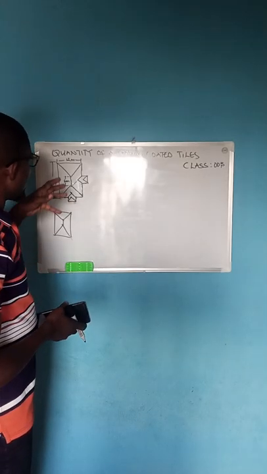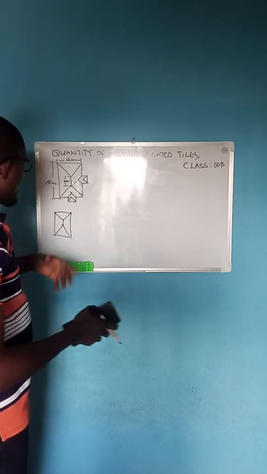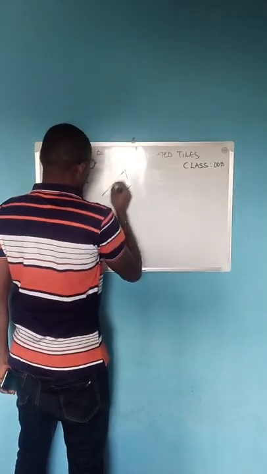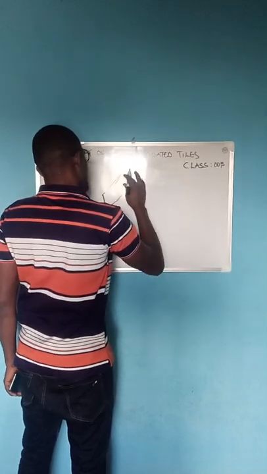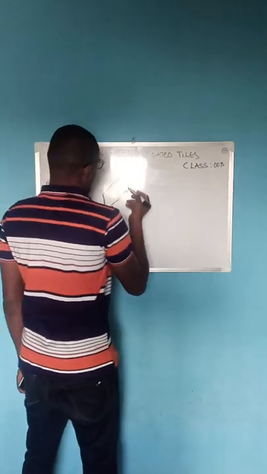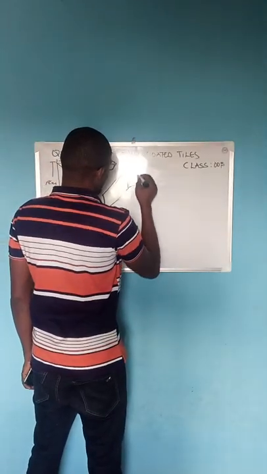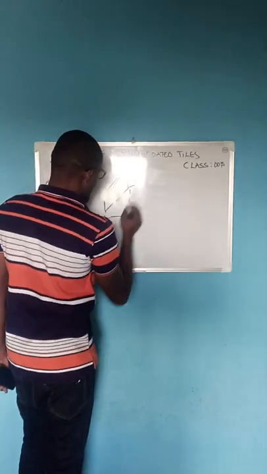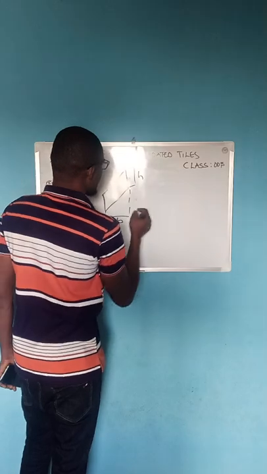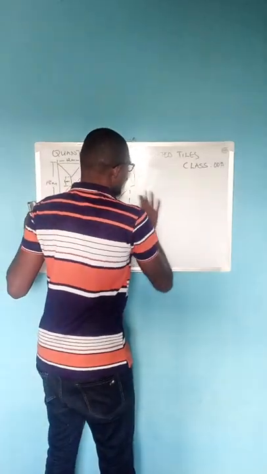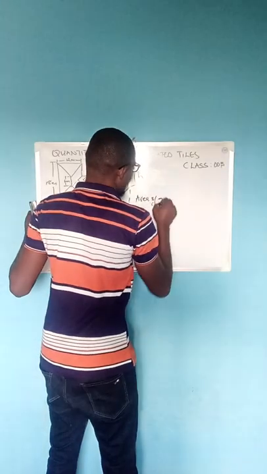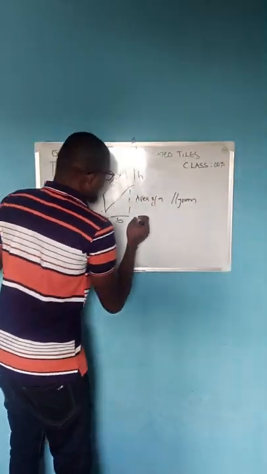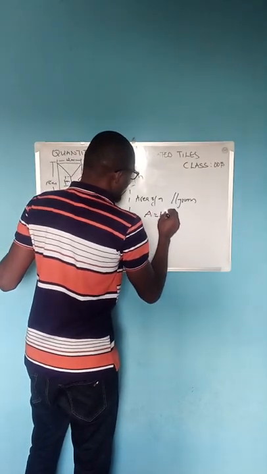This shape forms a parallelogram. Now you can use the area of a parallelogram to calculate the bigger shape part. You have something like this. Let's say this is our base and this is our height. The area of a parallelogram will give you A equals base times height.